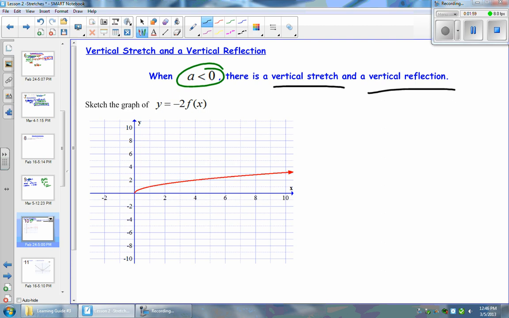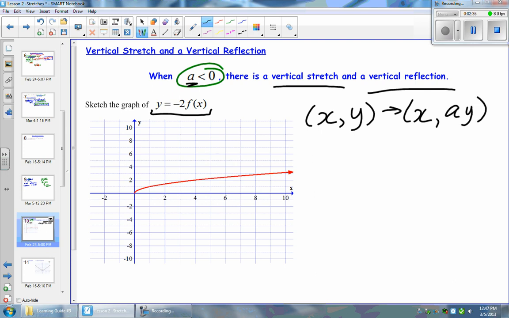I'm given a graph, and it looks like a radical graph, and we're going to perform a couple of transformations. We want to sketch the graph of y is equal to negative 2 of f of x. So this is another review right here. What happened to the point (x, y) on the graph of your original function when you applied a vertical stretch? Well, all your x coordinates stayed the same, but all your y values were multiplied by whatever that a value was.